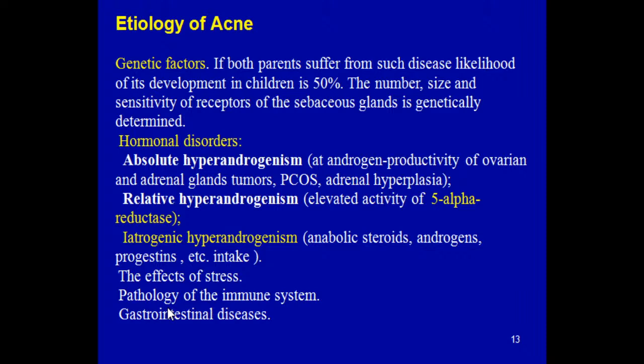Etiology of acne, genetic factor. If both parents suffer from such a disease, the likelihood of its development in children is 50%. The number, size, and sensitivity of receptors of the sebaceous gland is genetically determined. Hormone disorders: absolute hyperandrogenism, relative hyperandrogenism, elevated activity of 5-alpha reductase. Androgenic drugs: anabolic steroids, androgens, progestins. The effect of stress, pathology of the immune system, gastrointestinal disease.